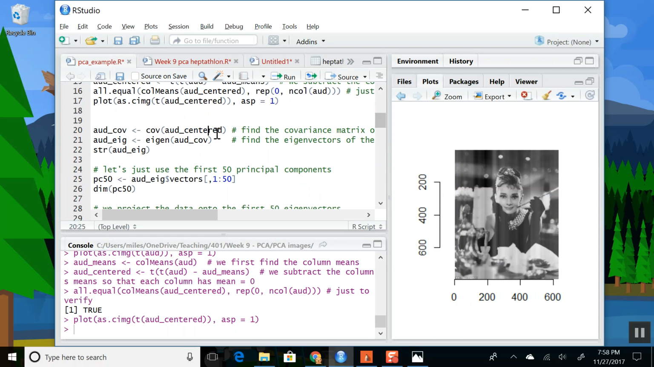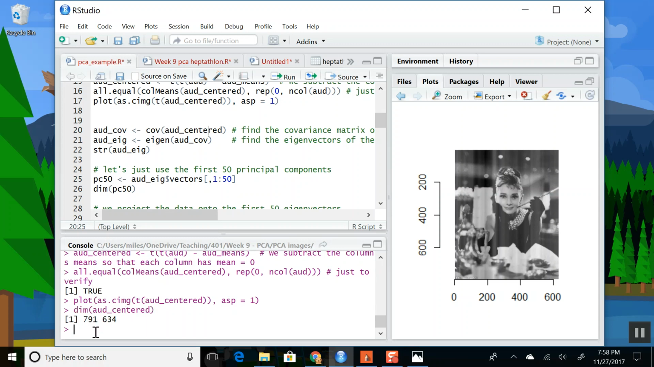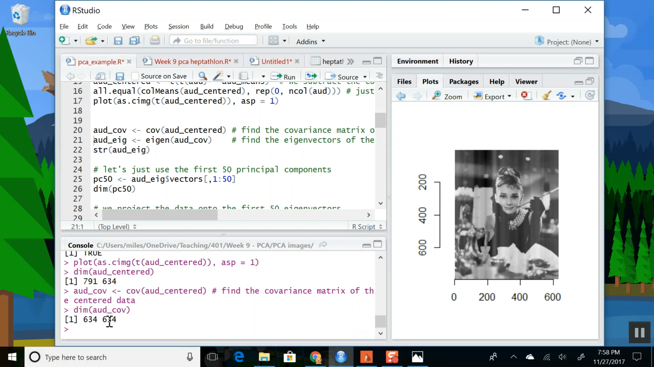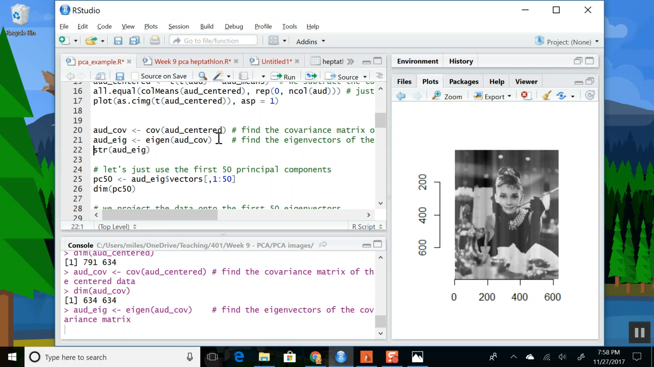Again, what are the dimensions of this entire image? It's 791 by 634. I take the covariance of this thing, so my covariance matrix is 634 by 634. This is a covariance matrix of the centered data. And then we will find the eigenvectors of this thing.